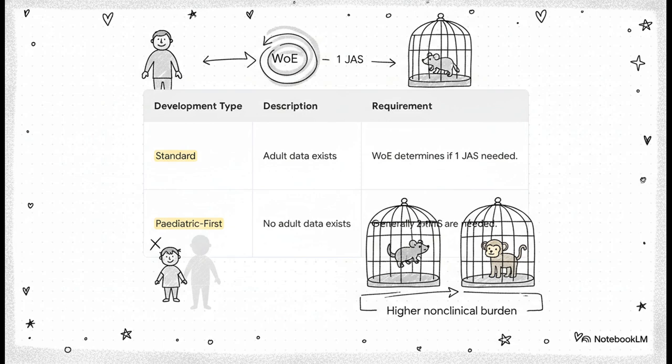This table lays out a really key difference you have to remember. For a standard drug, you've got adult data, and the WOE tells you if you need 1 JAS. But for a pediatric first or pediatric-only drug, where you have no adult safety data to fall back on, the bar is much higher. In that case, you generally need to do 2 juvenile animal studies, 1 in a rodent and 1 in a non-rodent.